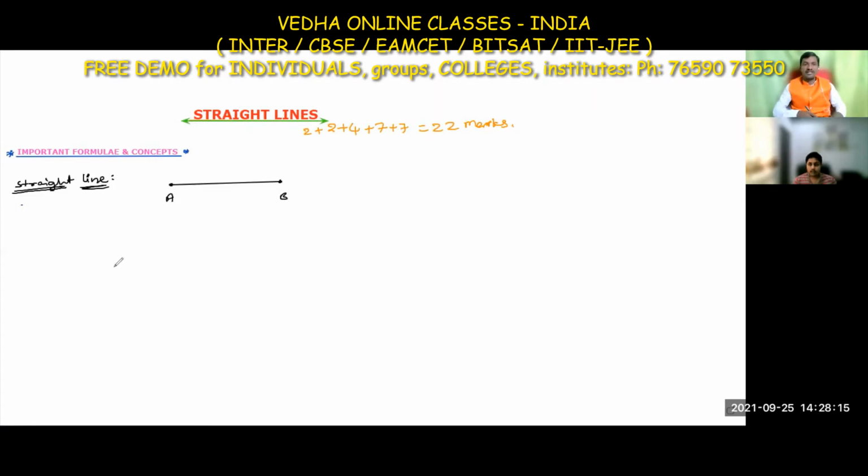So for any straight line, we have a slope. Now we have different forms and the slope for a straight line. This is also a very, very important concept. Slope we represent with m. So for finding slope we have various formulae.